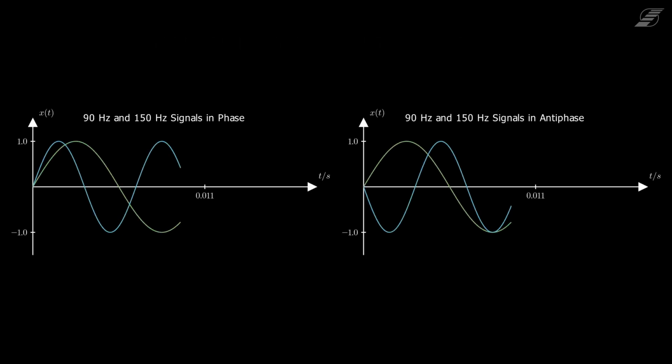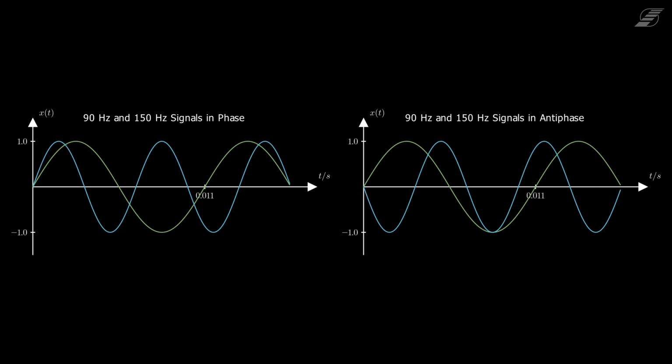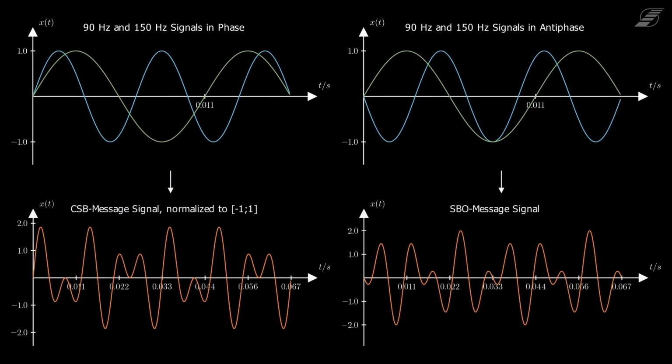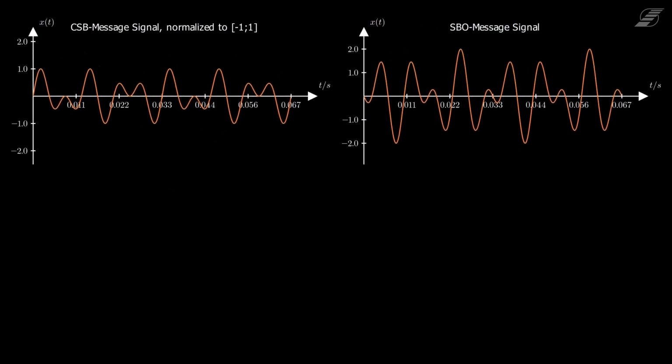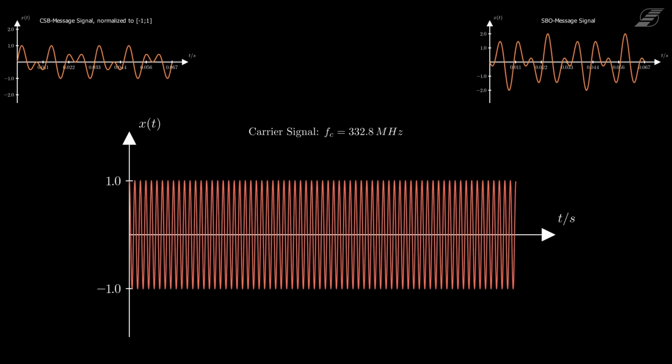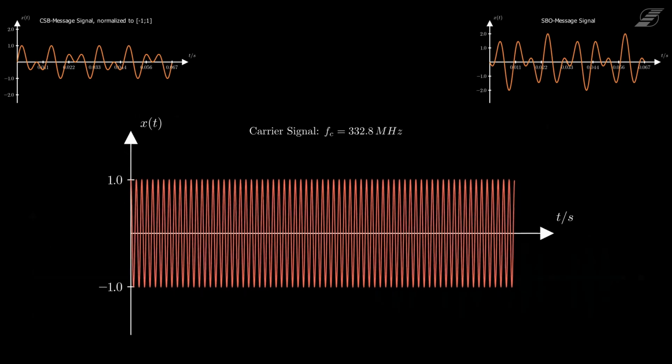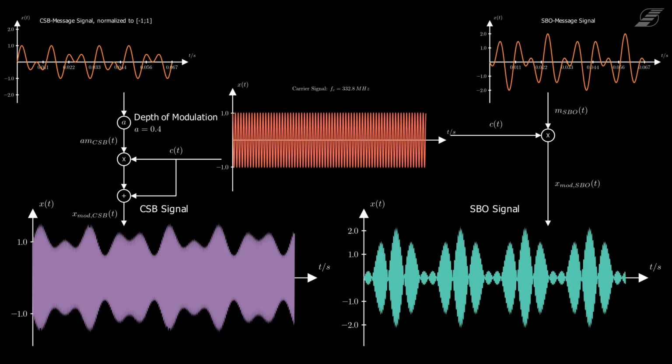The signal generation for the glide path works like the localizer one. A 90 Hz tone is once added in phase to a 150 Hz tone and once in antiphase. In case of the glide path, the message signals are modulated onto a carrier frequency of 332.8 MHz. The CSB signal is created with conventional AM and a modulation depth of 40%, while the SBO signal is modulated with a suppressed carrier.